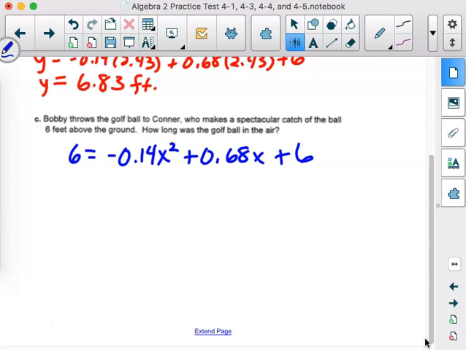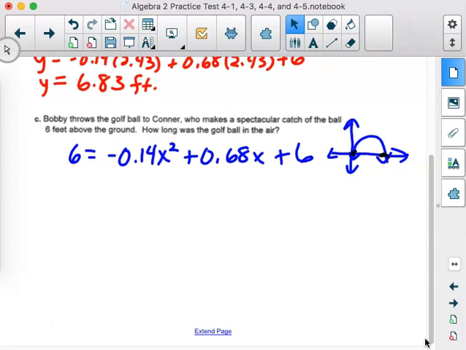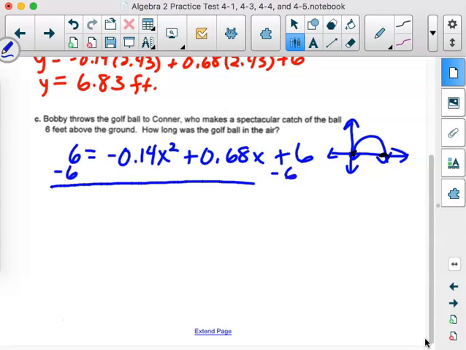Okay. Well, what they're really asking me to do here is figure out where this is hitting the x-axis, because that's the ground. And to do that, we just spent a couple of days finding the x-intercepts, which are the solutions. And solutions are zeros. Oh, I got to have a 0 on one side. I'm going to subtract 6 from both sides.